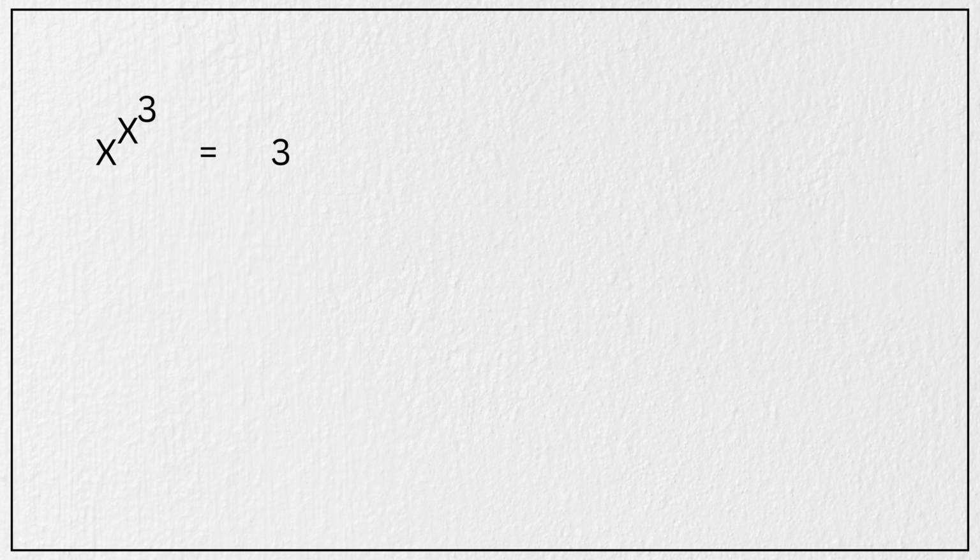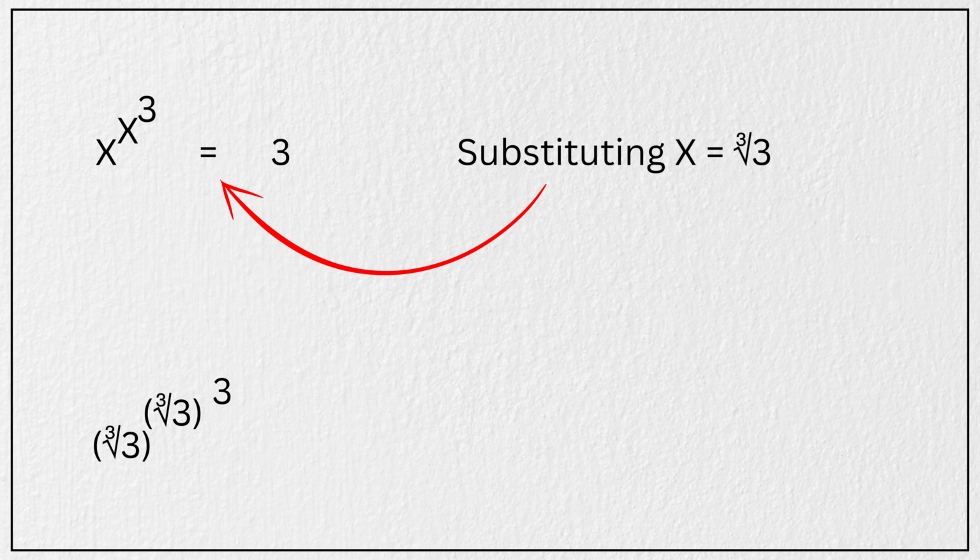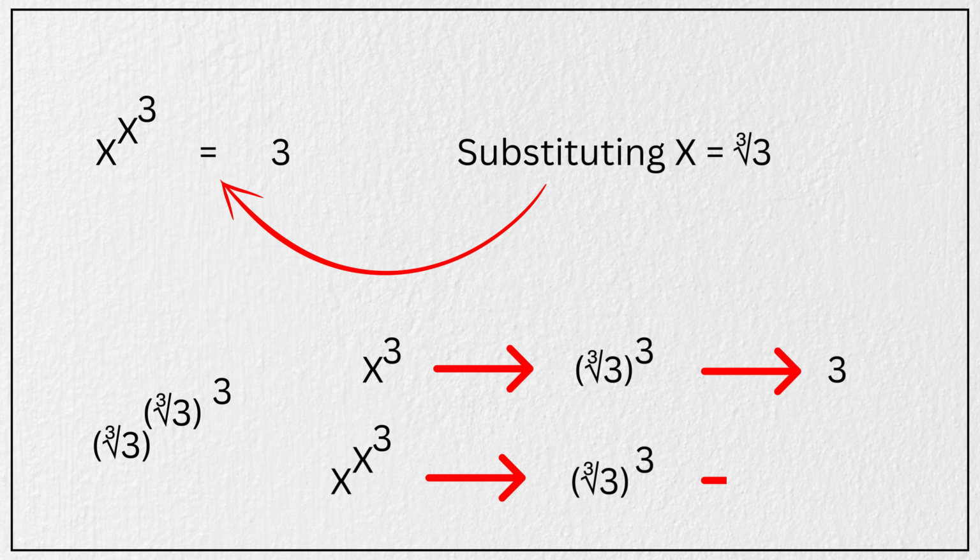Let us do a quick check. If we substitute x equal to the cube root of 3 into the original expression, then x cubed is 3, and so x raised to the power of x cubed becomes cube root of 3 raised to the power of 3, which is indeed equal to 3. So the answer checks out perfectly.